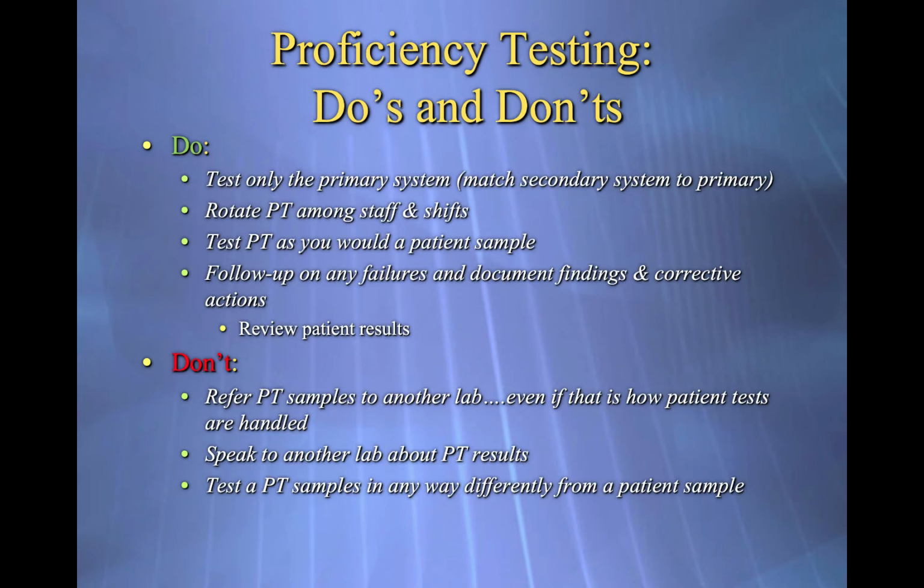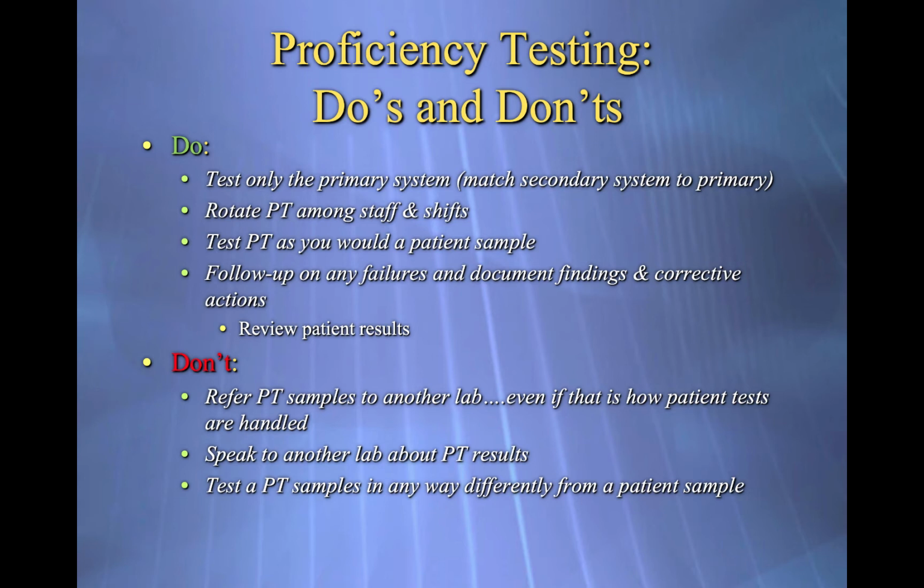Okay, a couple of do's and don'ts. These are in that handout that I directed you to. You test only the primary system. We'll talk a little bit about that, but let's say you have 2 of the same analyzer. You designate one as the primary. That's the one you're going to test on and send the results back to. You actually take your second machine and match it to the first machine. Now, you may take patient samples and cross-test them to make sure they're the same, or you may get another proficiency testing set and do it on your secondary machine, or split the proficiency testing sample if there's enough of it and do them on both machines, but you only report from your primary machine.